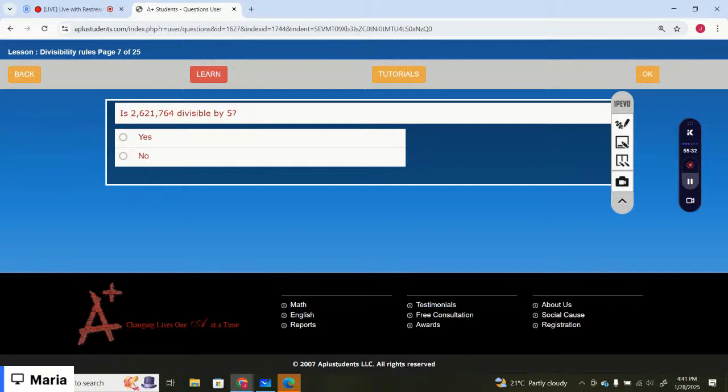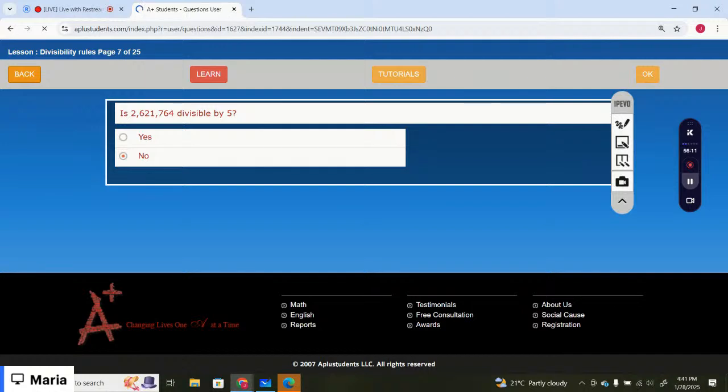Is the number divisible by 5? The correct option is no. The number is not divisible by 5. Because if the number is divisible by 5, the ones digit must be 0 or 5, right?